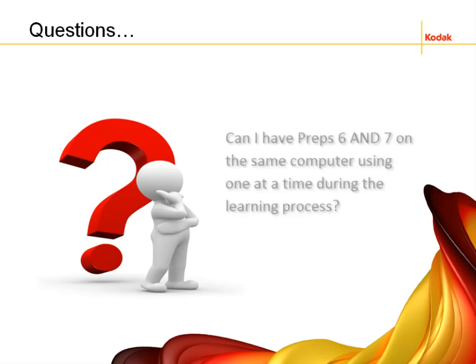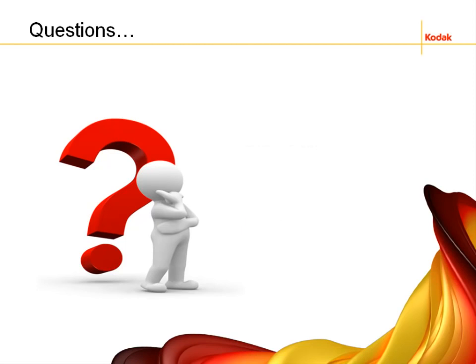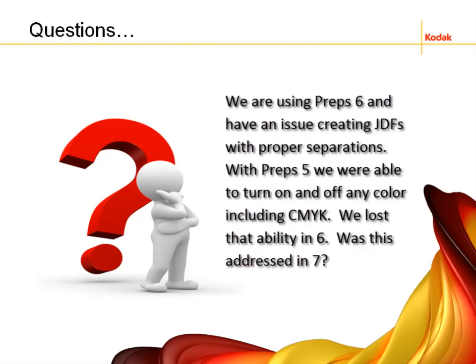Okay. Can I have PREPS 6 and 7 on the same computer using one at a time during the learning process? Yes. We are using PREPS 6 and have an issue creating JDFs with proper separations. With PREPS 5, we were able to turn on and off any color, including CMYK. We lost that ability in 6. Was this addressed in 7?